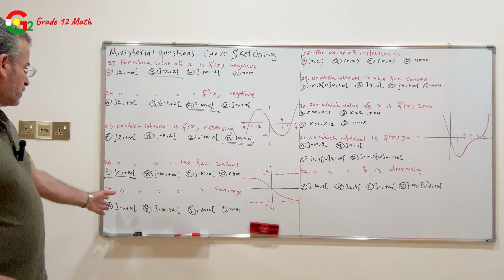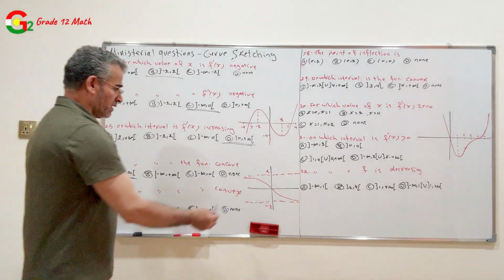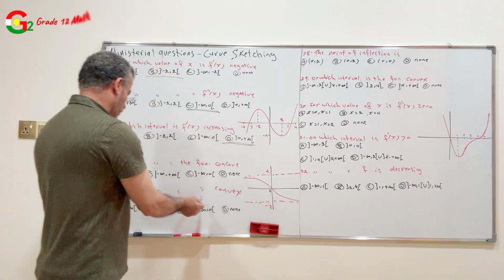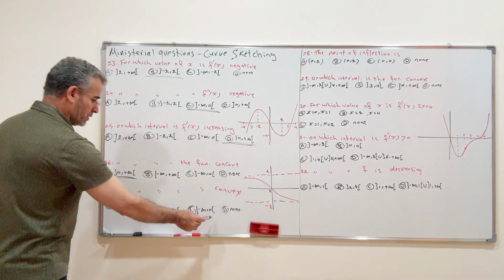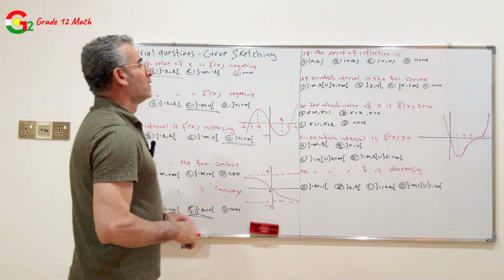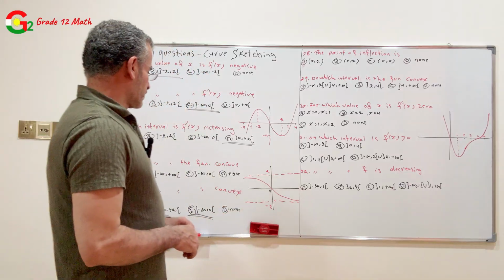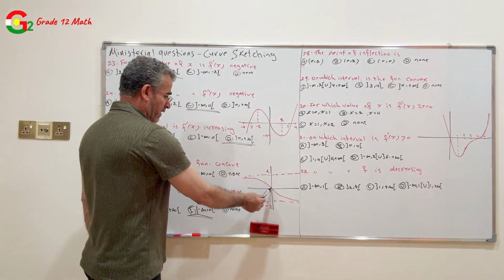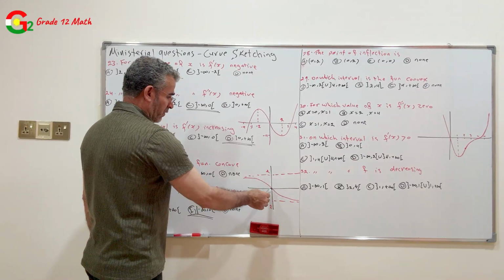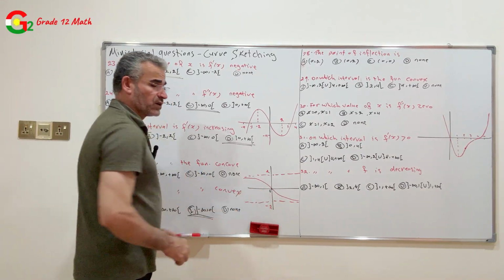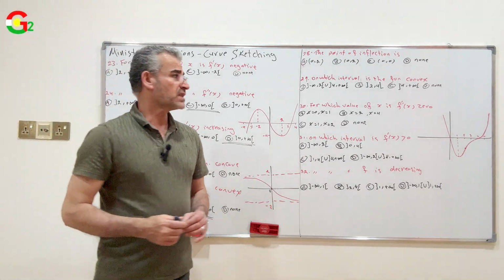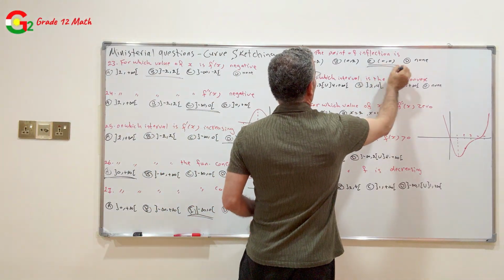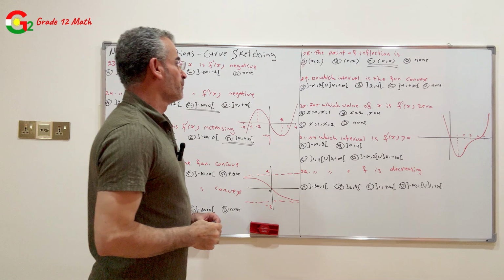On which interval is the function convex? The function is convex in the interval negative infinity to 0. The right choice is C. The point of inflection is when the function changes from convex to concave or concave to convex. Here, the point of inflection is x equal 0. 0 is the point of inflection.